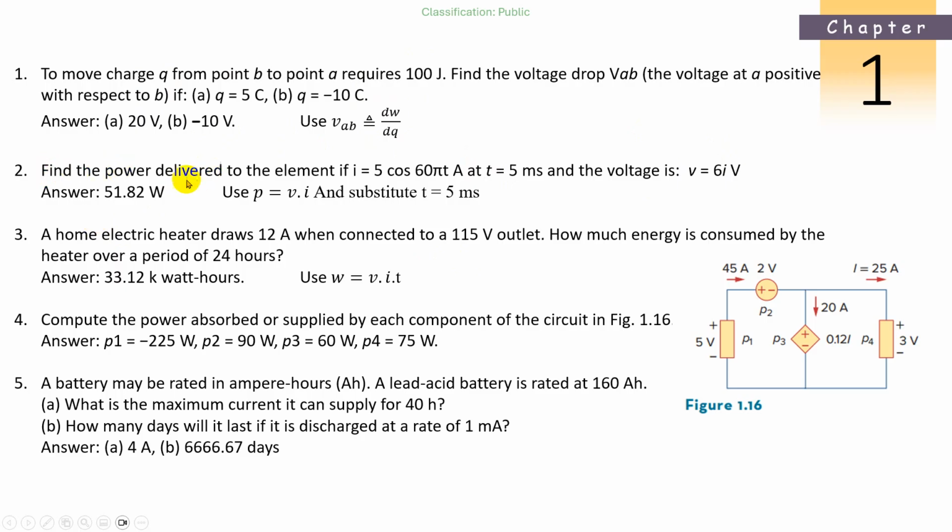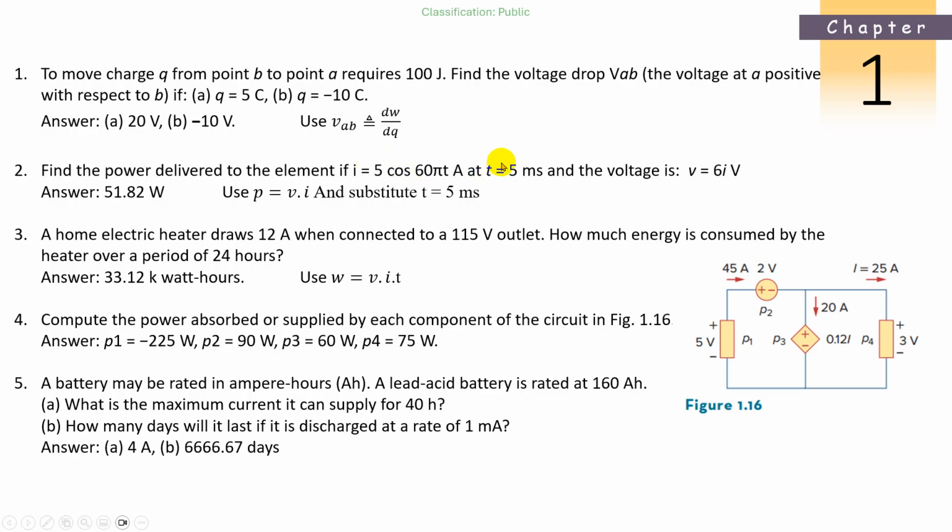Now another question: find the power delivered to the element, where I is equal to 5 cos 60 pi t, the same equation as in the previous problem. Here he is changing some data. At 5 milliseconds, that is 0.005 seconds, the voltage is V equal to 6I. Now we need power. What is the power equation? P is equal to VI. First find P equal to VI, then substitute t as 5 milliseconds, and you will get the answer.